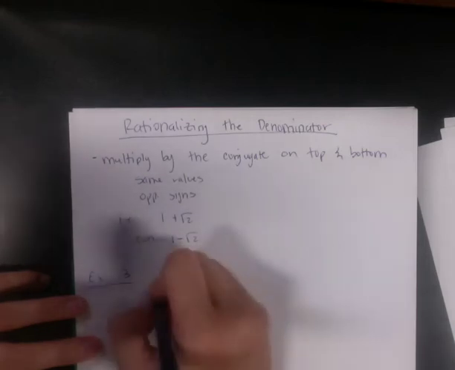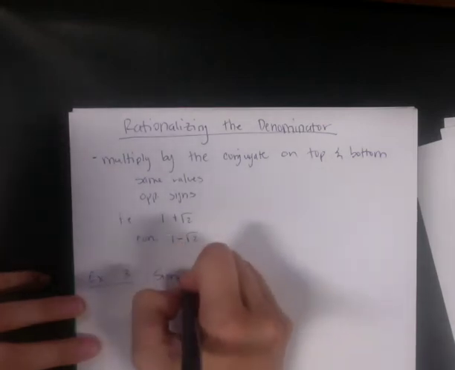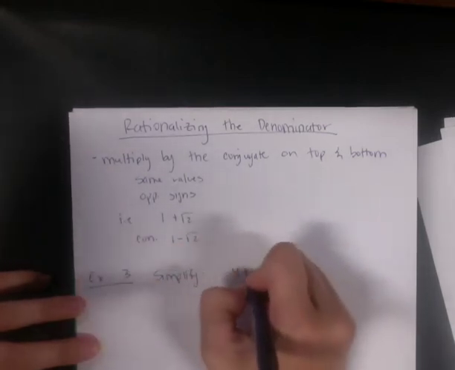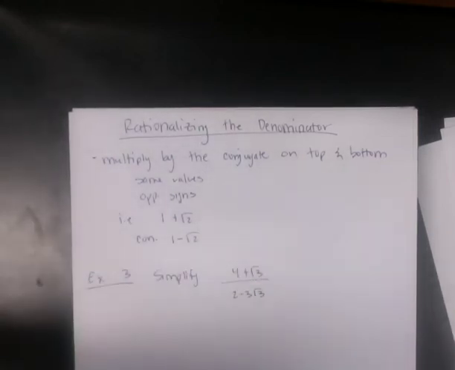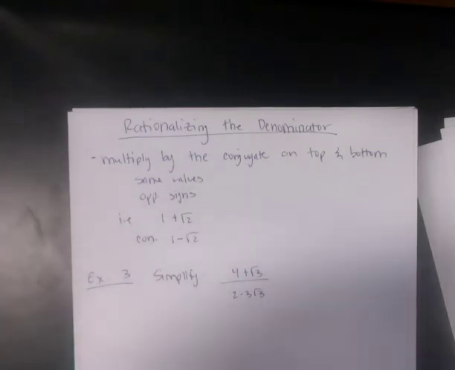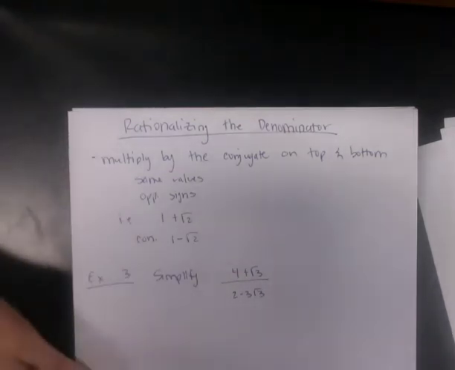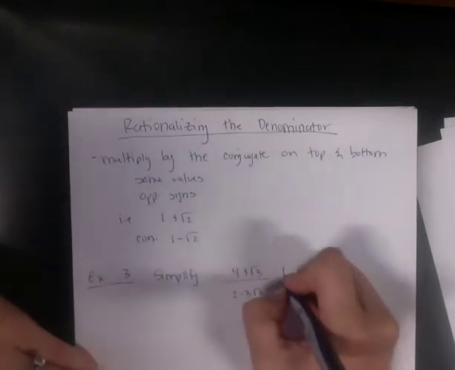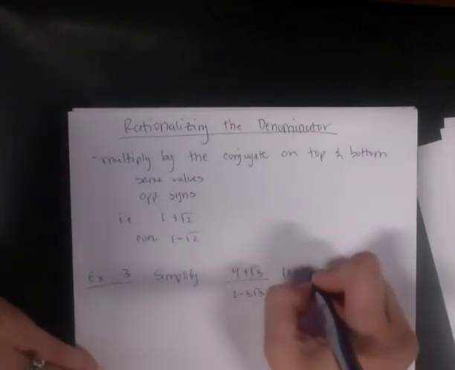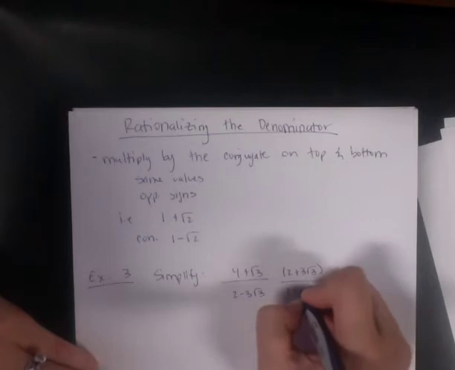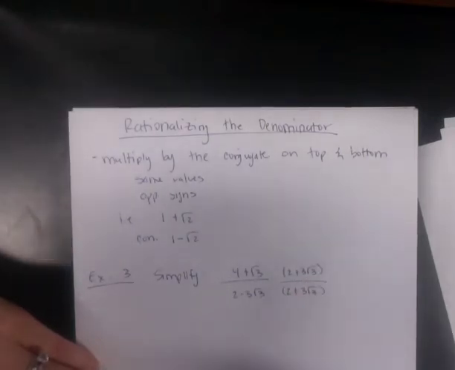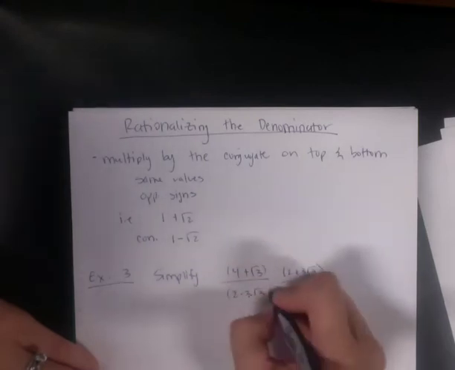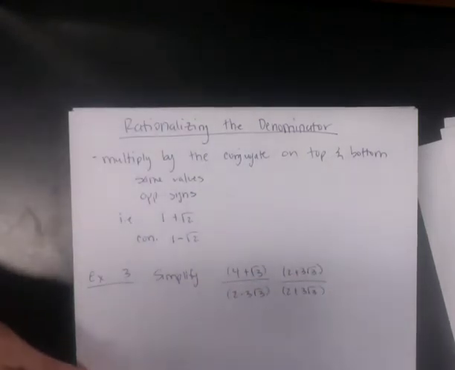Example 3, simplify 4 plus radical 3 over 2 minus 3 root 3. I have a radical in the denominator. That means it is not simplified, so I need to simplify it. And I do so by multiplying by my conjugate, which is 2 plus 3 root 3. And I multiply that on the top and the bottom. Now, let's put in our appropriate parentheses.